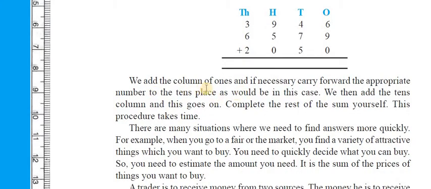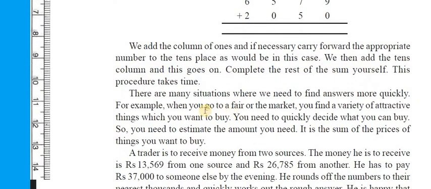We add the column of ones and, if necessary, carry forward the appropriate number to the tens place, as we would in this case. We then add the tens column and this goes on. Complete the rest of the sum yourself. This procedure takes time. There are many situations where we need to find answers more quickly.